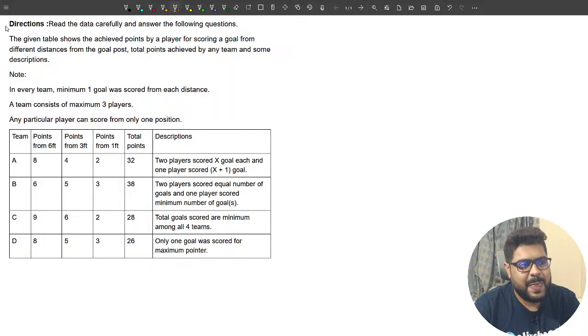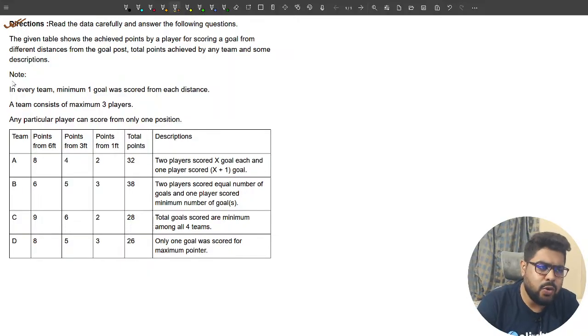Now, read this first. Please read. Now, they are scoring goals. Note what they have given.